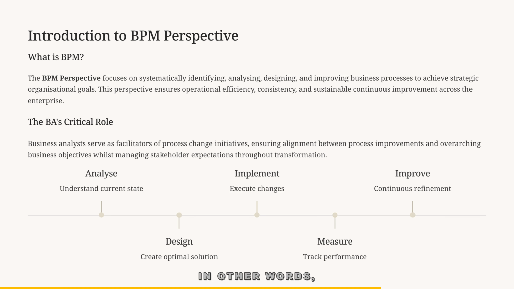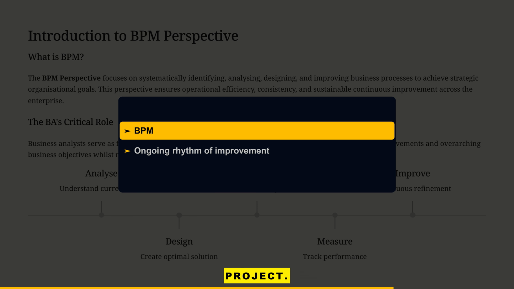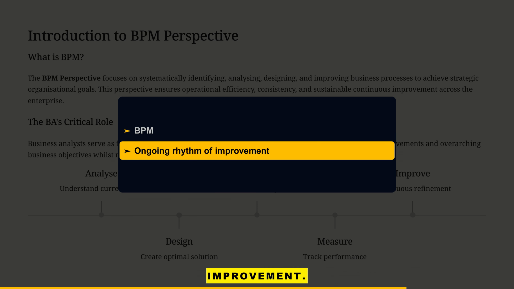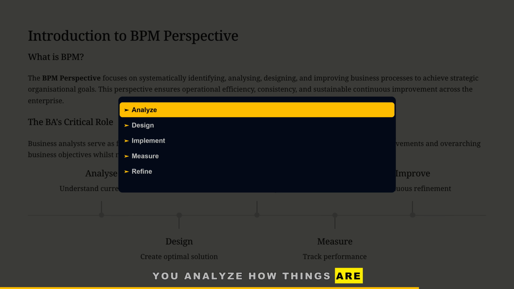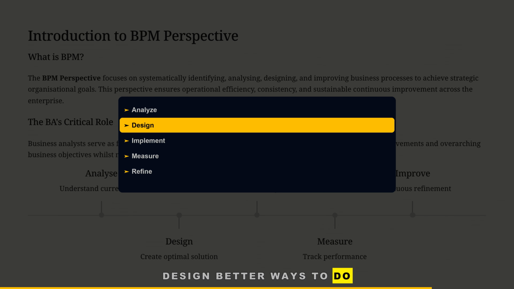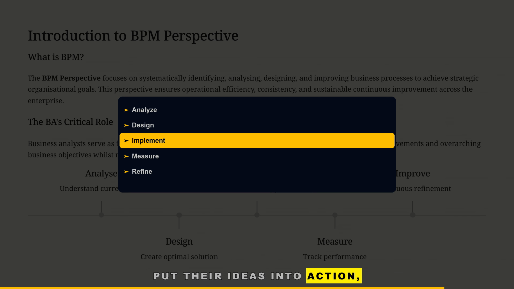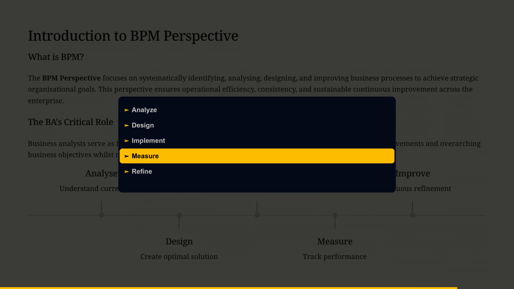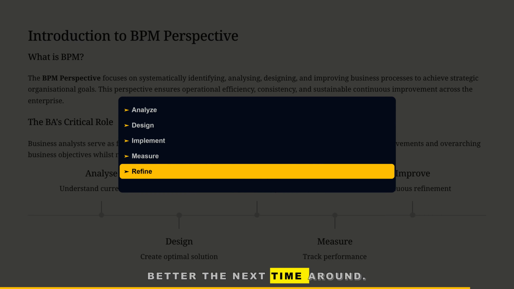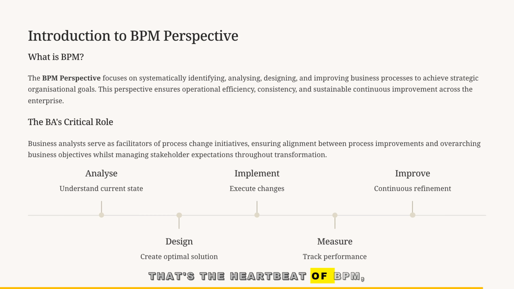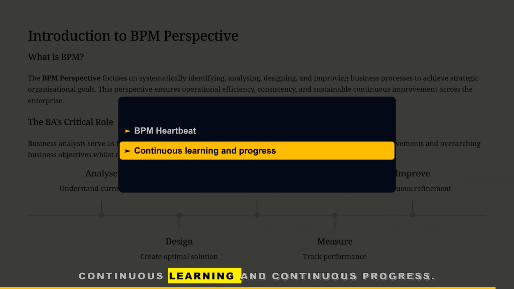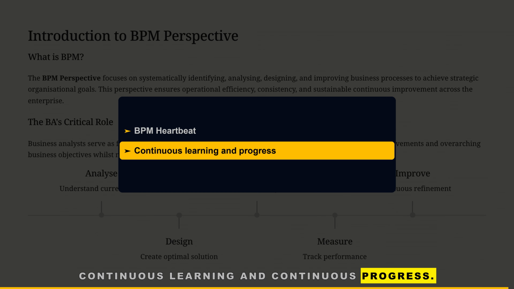In other words, BPM isn't a one-time project. It's an ongoing rhythm of improvement. You analyze how things are working, design better ways to do them, put those ideas into action, measure how they perform, and then make them even better the next time around. That's the heartbeat of BPM. Continuous learning and continuous progress.